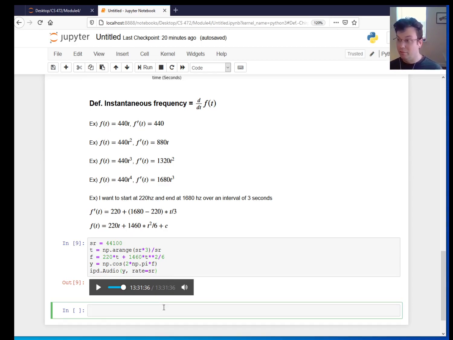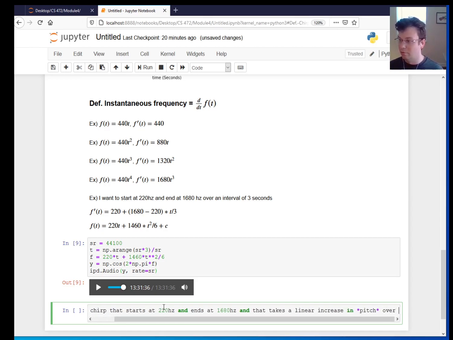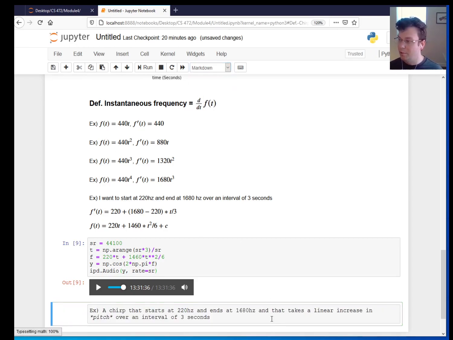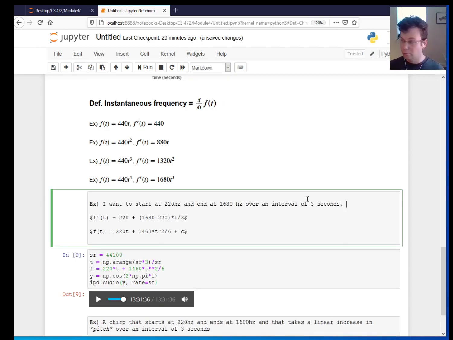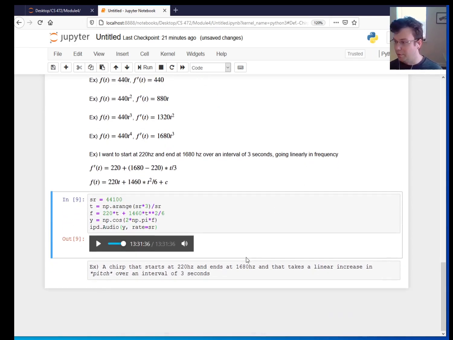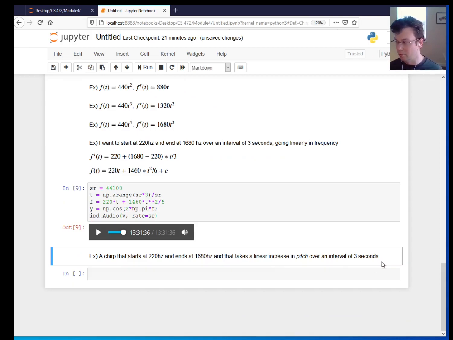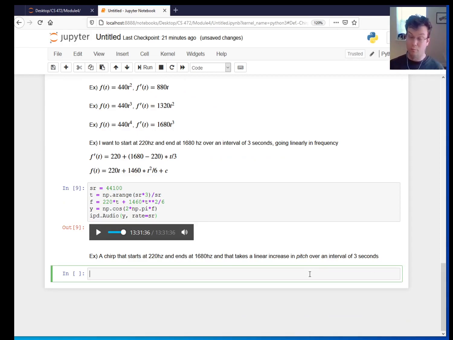So let me make a different kind of chirp. A chirp that starts at 220 hertz and ends at 1680 hertz, and that takes a linear increase in pitch over an interval of 3 seconds. So this is a little different. The one we just did went linearly in frequency. But this one here is going to go linearly in pitch. So one such function, well, actually there's only one.